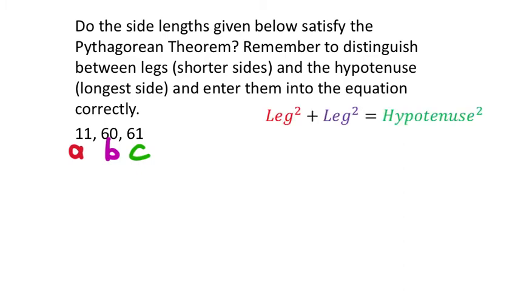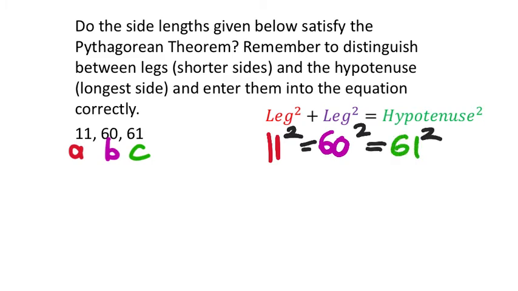So the 2 legs we know are 11 and 60. We're going to square those and add them together and see if it equals the hypotenuse, which is 61, to the power of 2. So we don't know if this is true yet, but we're trying to find out. So I'm going to put a question mark over the equal sign. Well, I put an equal sign right there too. That's supposed to be plus.